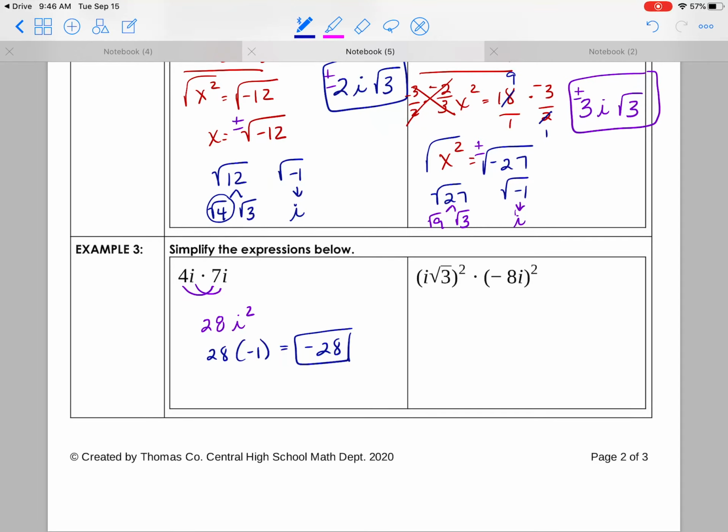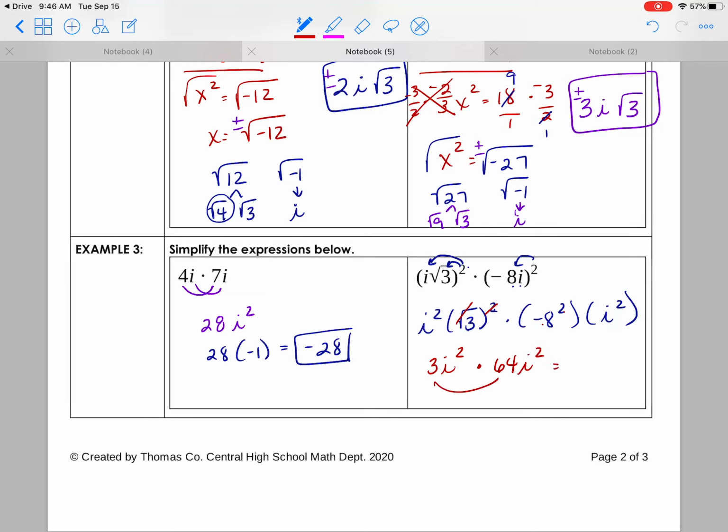Okay, (i square root of 3) squared times (-8i) squared. Okay, this squared, we talked about it, it's going to go to both things. So I'm going to get i squared times square root of 3 squared times -8 squared times i squared. Square root of 3 squared, actually what's nice is the squared and the square root cancel. And that gives me 3i squared on this side. Negative 8 squared, negative 8 times negative 8 is 64 i squared.